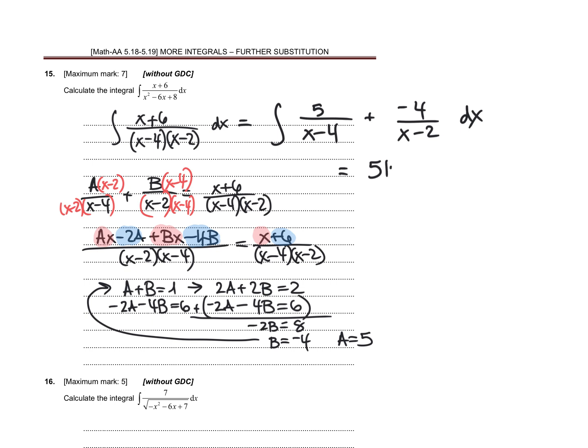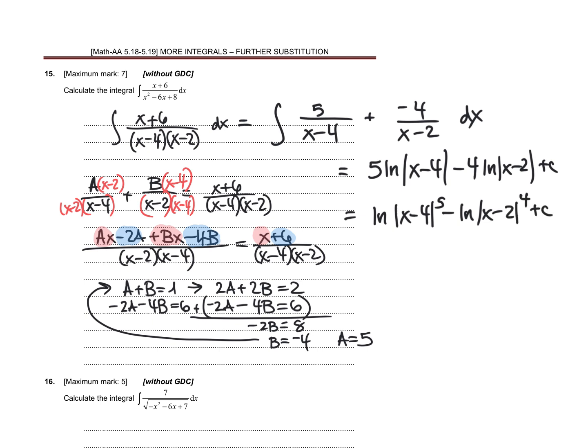So we're going to have 5 natural log x minus 4 minus 4 natural log x minus 2 plus c. And then if we want to, so natural log x minus 4 to the 5th minus natural log x minus 2 to the 4th plus c. So that will be natural log x minus 4 to the 5th over x minus 2 to the 4th plus c.